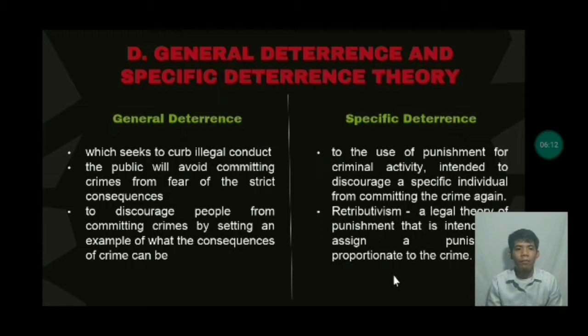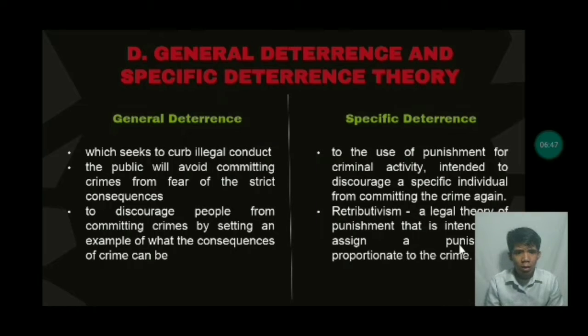Example, the drivers, they need to have a license since this law was imposed for the public, and it gives consequences to avoid crimes. On the other hand, specific deterrence is the use of punishment for criminal activity intended to discourage a specific individual from committing the crime again.